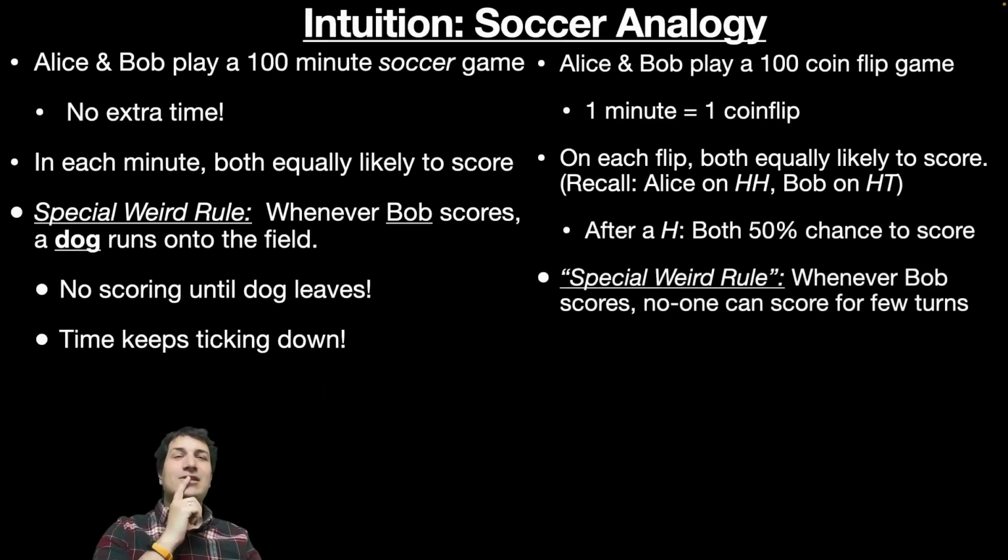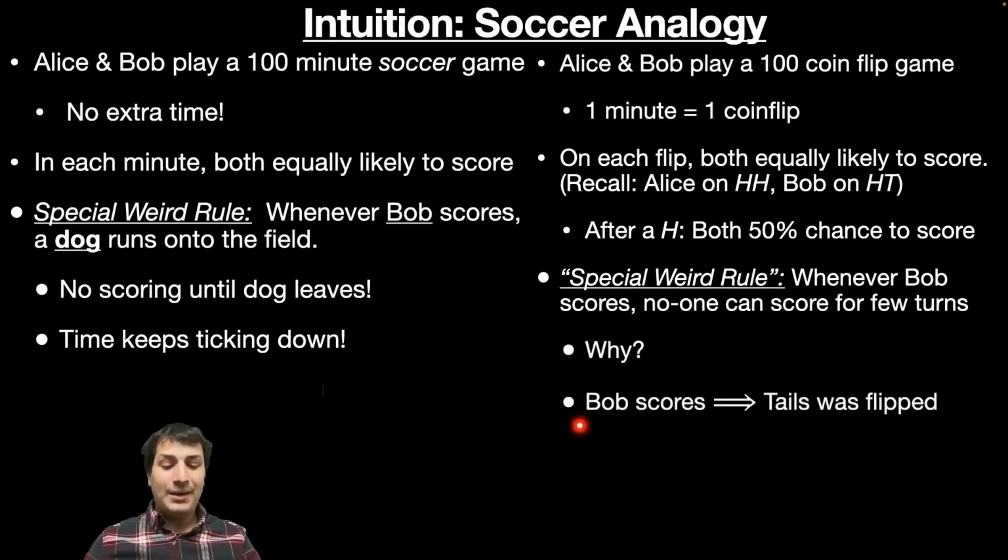Okay, here is the special weird rule. I put it in quotes here because it's not a special weird rule. It's an emergent rule from the fact that Bob is going for heads, tails. In the soccer game, I just made up this rule, right? This dog. But in the coin flip game, it's happening automatically by the very nature of heads, tails. And what is happening here is that whenever Bob scores, no one can score for a few turns after that. Why is this true? The reason is, when Bob scores, a tails was flipped. And after a tails is flipped, neither of them can score for a while.